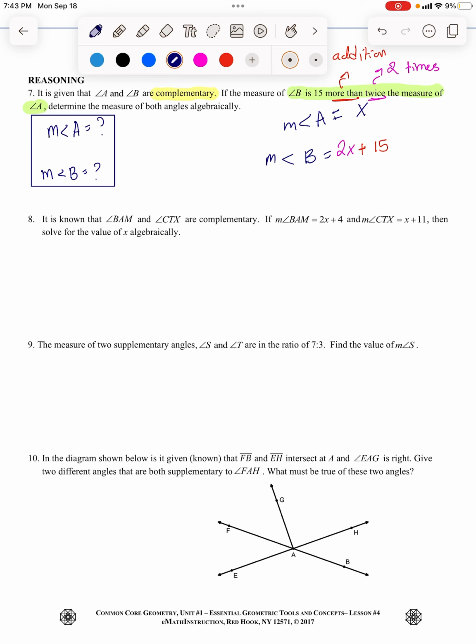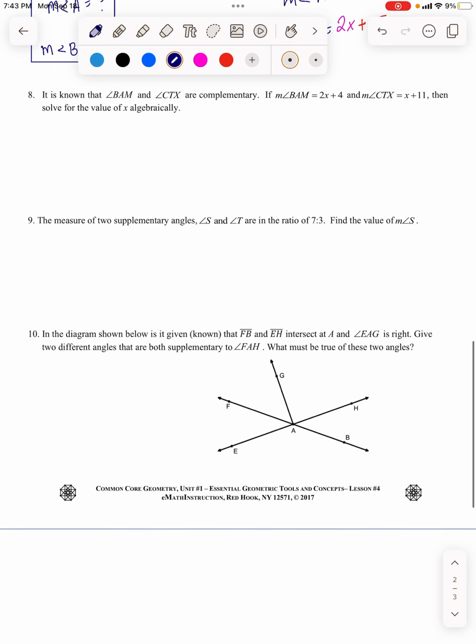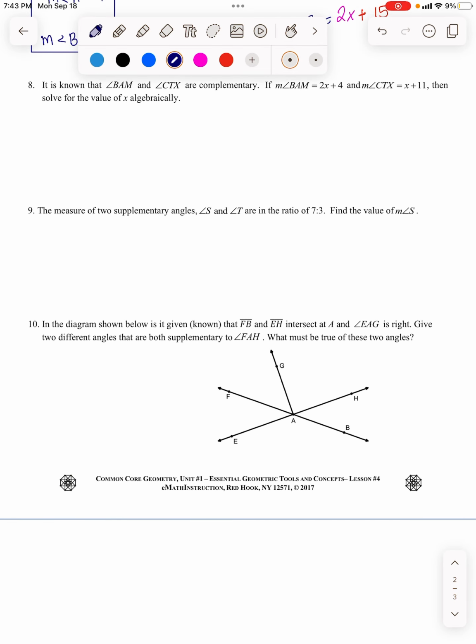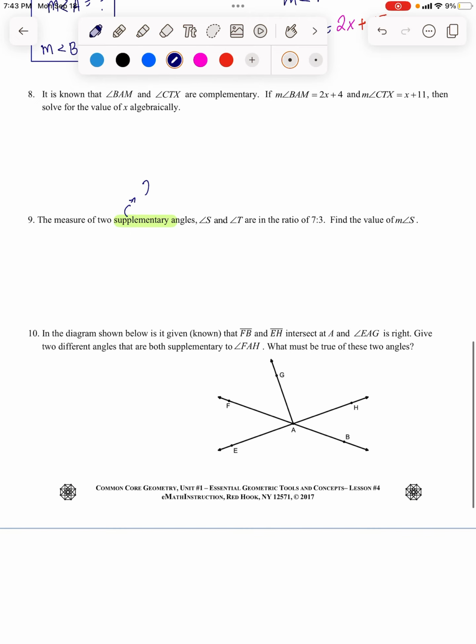I think you guys can figure out number 8 on your own. Let's look at number 9. It says the measure of 2 supplementary angles. Right, that's another buzzword. You guys should know what that means, but just in case you forgot, it is 2 angles that add up to 180 degrees.